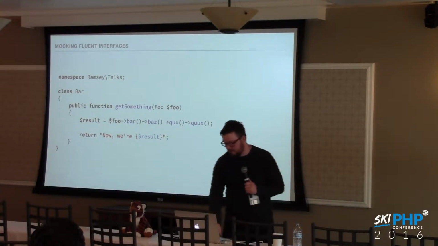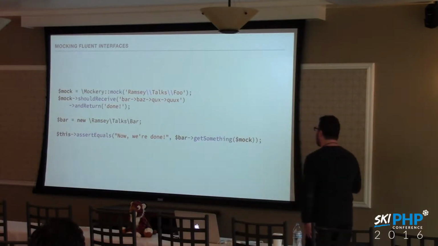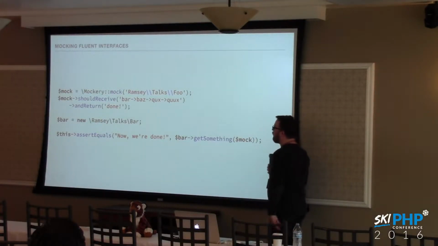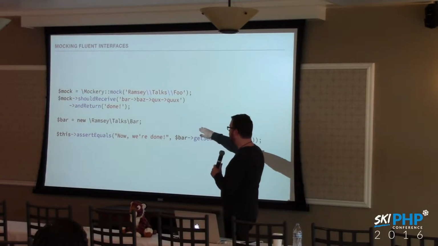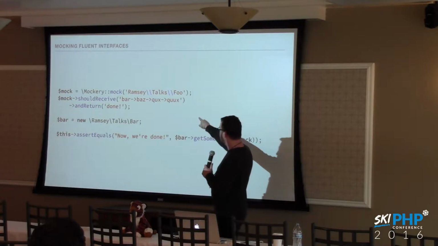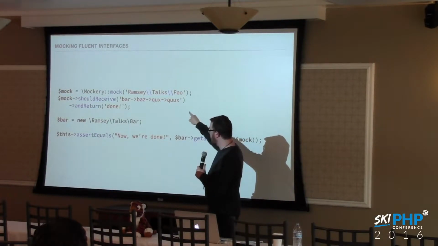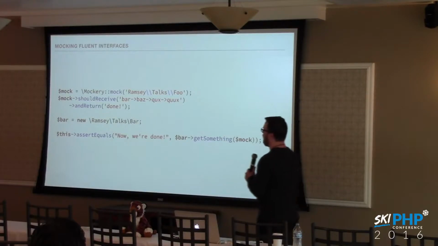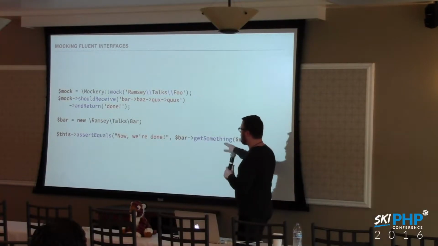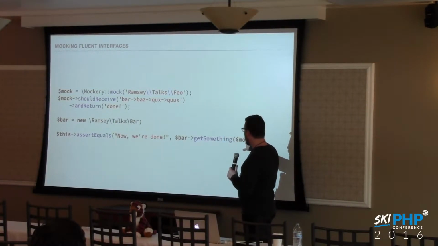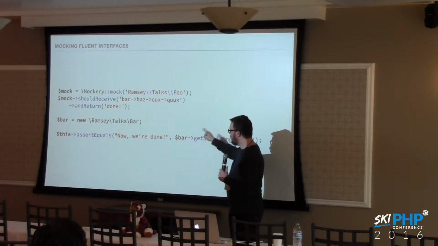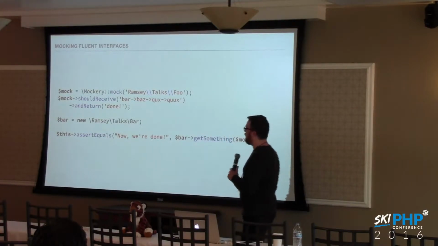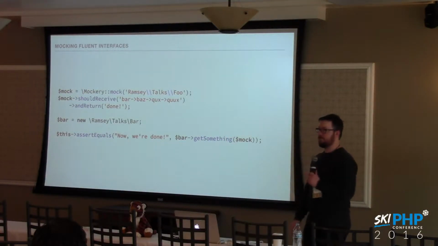So how do we test that? Well, Mockery lets us do that really easily. In should receive, we set up our chain. We don't have the parentheses, but we do have the full chain. And this is basically saying that when it gets to the end of the chain, we want it to return done. So now we can instantiate bar, call bar, get something, pass it our mock, and it's going to call that whole chain, return done, and we want to assert that the string we got back here is now we're done.